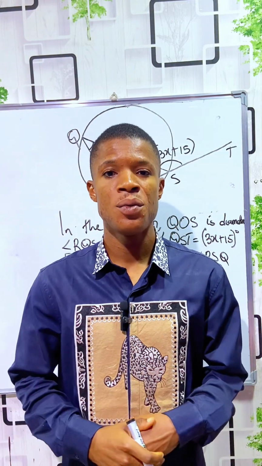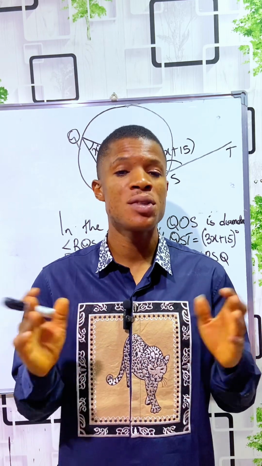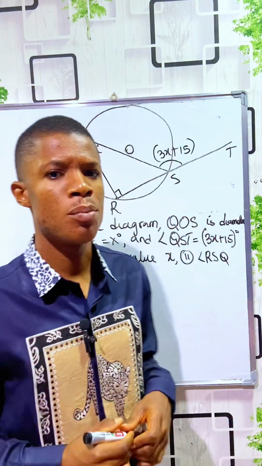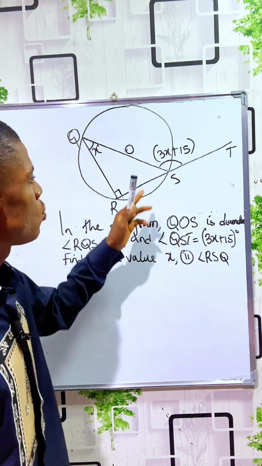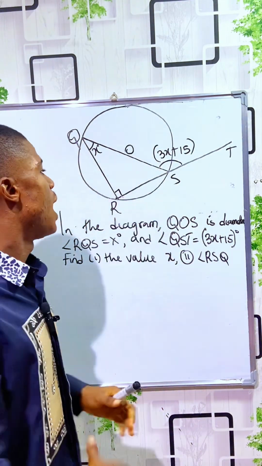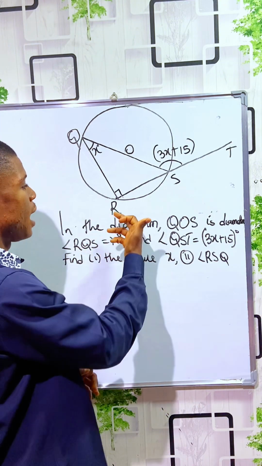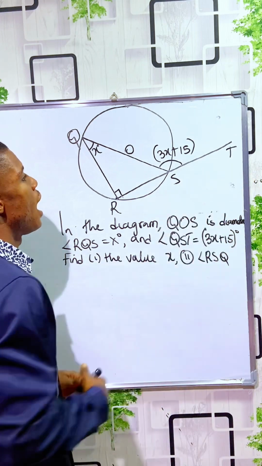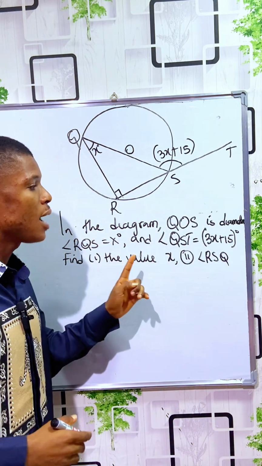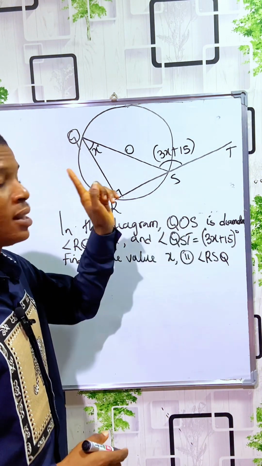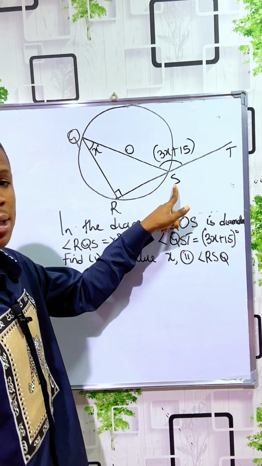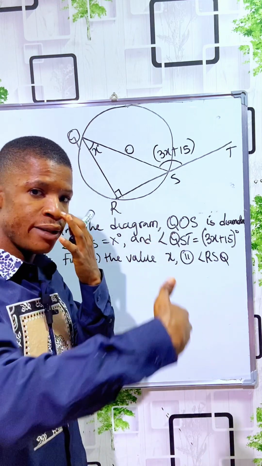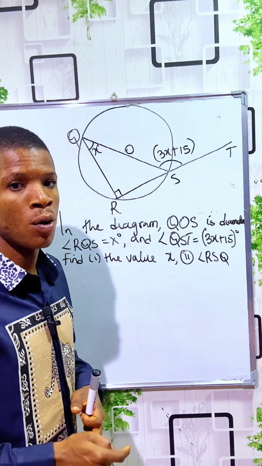In this video, we are going to solve a simple circle theorem problem we have on the board. Look at the board now. We have a circle which is centered at O, and there exists a right angle at R, and a tangent T. And they told us that in the diagram, QOS is a diameter. Remember, diameter is that line that can divide the circle into two equal parts.